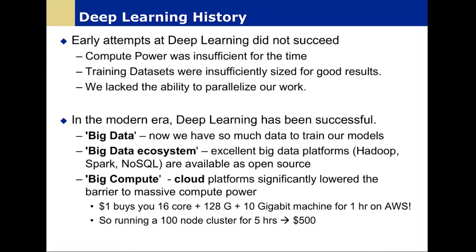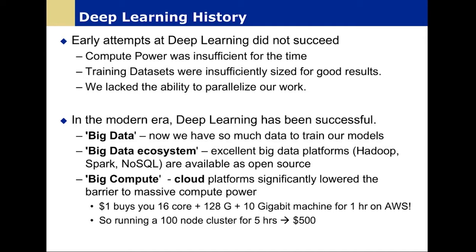So, a bit of history of deep learning. Neural networks have been around for some time, but there were some early attempts that didn't quite succeed for a lot of reasons: compute power being insufficient, training data sets being insufficiently sized, and the lack of the ability to parallelize.